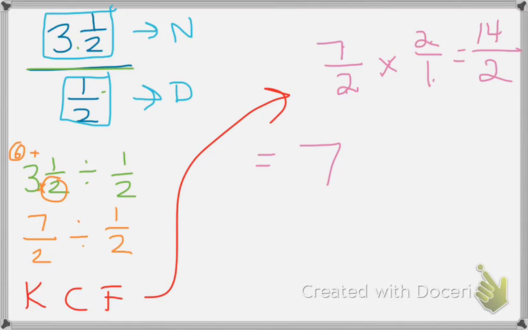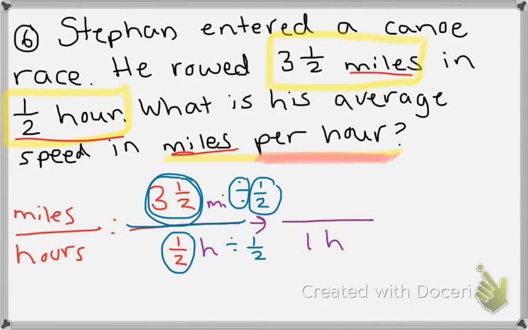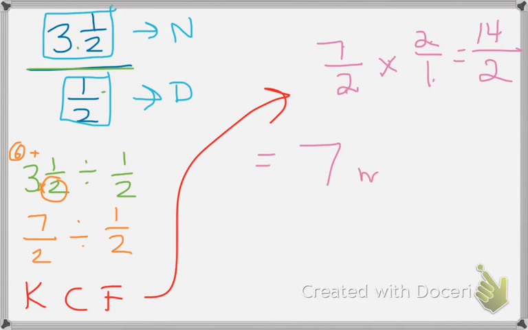So what was the question asking? It's how many miles per hour? What was his average speed? 7 miles per hour. 7 miles for 1 hour. And that is your answer.